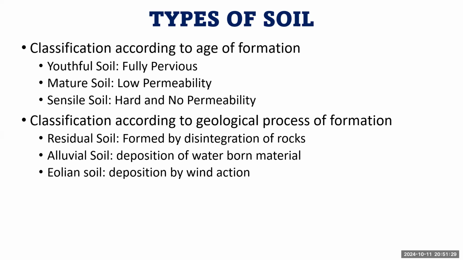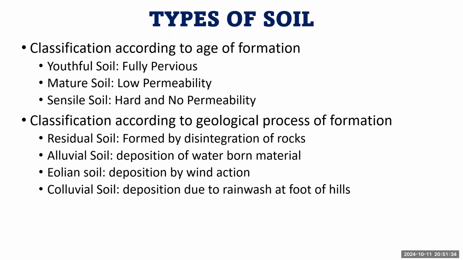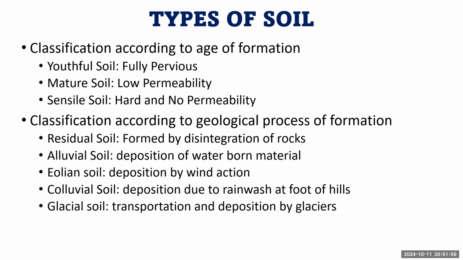Aeolian soil is the soil which is deposited by wind action. Colluvial soil is a soil which is formed due to depositions by rainwater at the foot of the hills. So in the rainy season, a lot of silt flows along the hill slopes and gets deposited at the foot of the hill, and the soil formed in such a way is called colluvial soil.